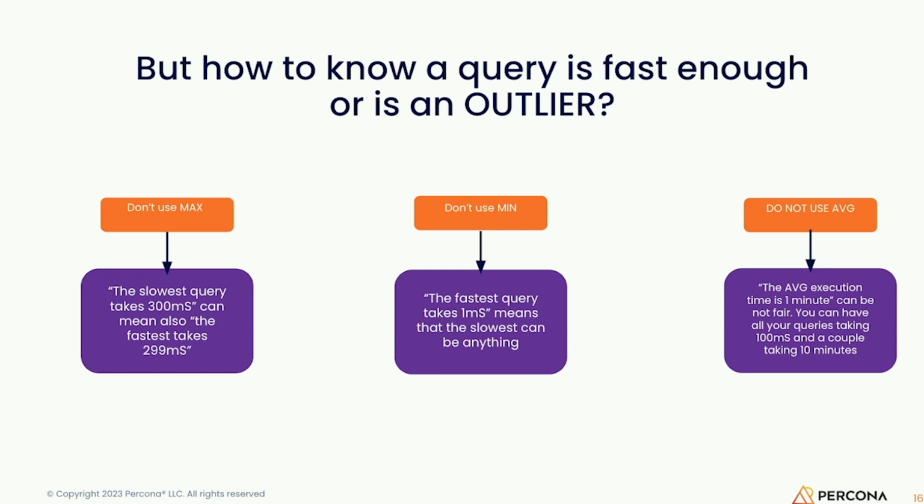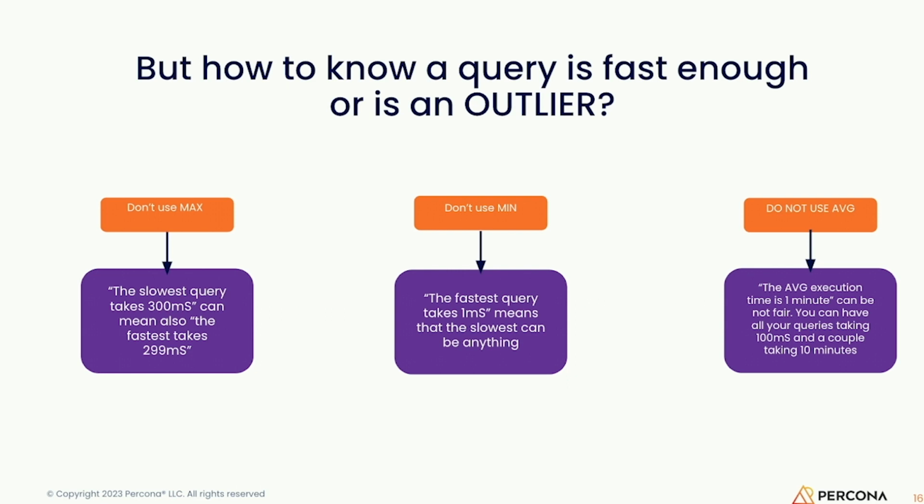If you use min, it's even worse. Like my fastest is 1 millisecond. The slowest, I don't know, could be days. What's the problem with average? That outliers skew the value of average by a lot, right?